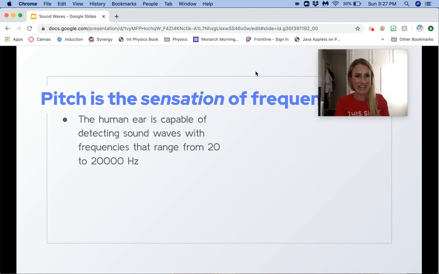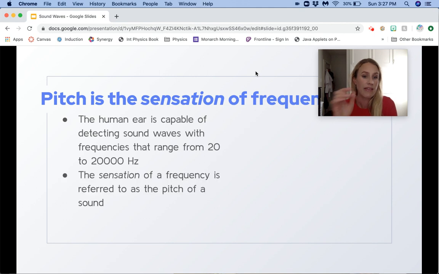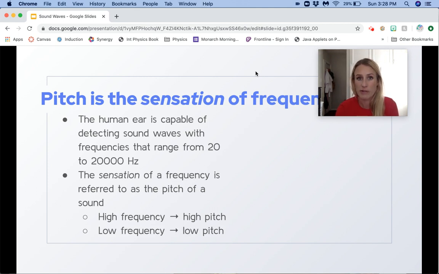So interesting, right? Now, the human ear is capable of detecting sound waves with frequencies that range from 20 to 20,000 hertz. Of course, different types of animals can hear different frequencies. We know that those dog whistles, my dog's at my feet right now, those dog whistles are really, really high frequencies, which a lot of humans can't hear. As you get older, your eardrum can't vibrate as fast, so you're not going to be able to hear those high frequencies. And again, the sensation of a frequency is referred to as the pitch of a sound. So a higher frequency is a higher pitch, a lower frequency is a lower pitch.